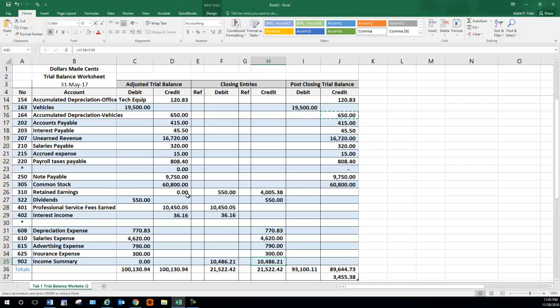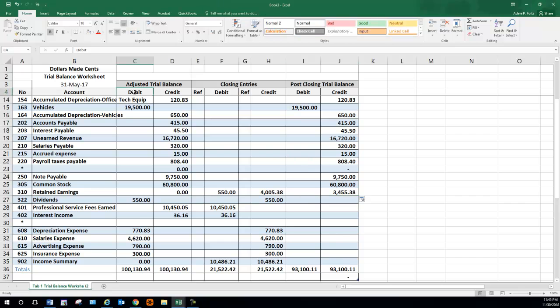Well, first let's figure out the balance of our retained earnings. So our retained earnings had a zero balance to begin with, and then we debited that account. Debiting retained earnings makes it go down, so let's subtract the 550. Crediting retained earnings makes it go up, so let's add our credits, and our ending balance is 3,455.38. We already knew that that's what it should be from our other spreadsheet, our closing spreadsheet.